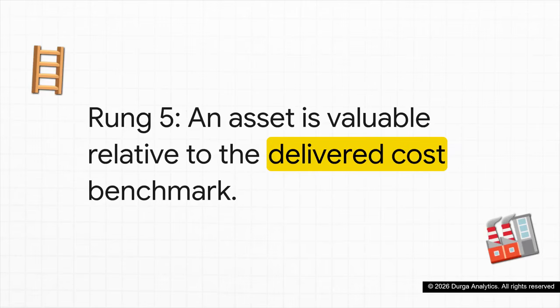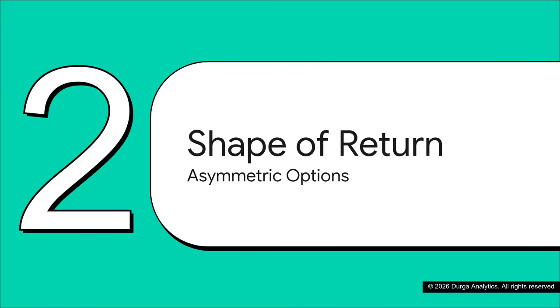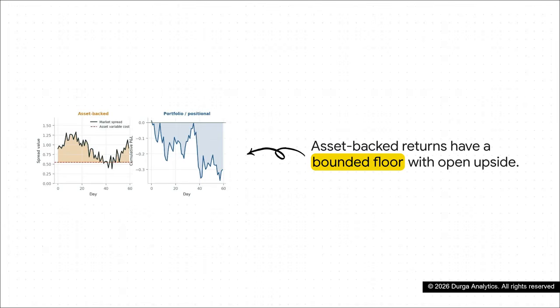Your asset's value is strictly relative to that benchmark and nothing else. That brings us to Section 2, the shape of return. And this brilliantly illustrates a fundamental paradigm shift. When you move to asset-backed trading, your return profile changes drastically. An asset-backed return, like the one you see mapped out, truncates your downside.